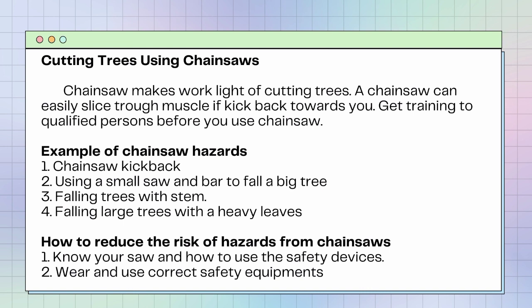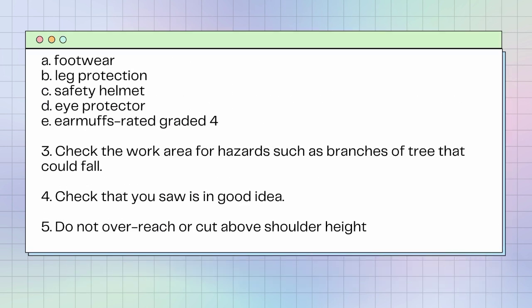How to reduce the risk of hazards from chainsaws. Number 1. Know your saw and how to use the safety devices. Number 2. Wear and use correct safety equipment. These equipment are footwear, leg protection, safety helmet, eye protector, earmuffs rated grade 4.